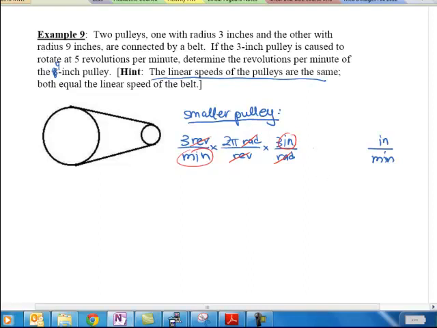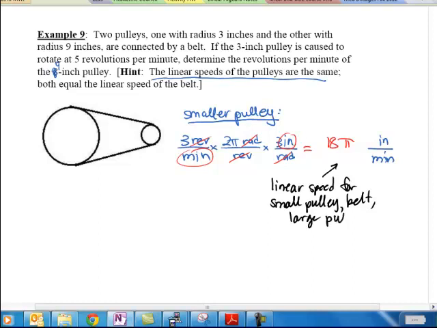And that has to be the linear speed for the belt, because that's the linear speed for the small pulley. So we've got, looks like 9 times 2, so 18 pi inches per minute. So this would be the linear speed for the small pulley and the belt and the large pulley, because they would all have the same linear speed.